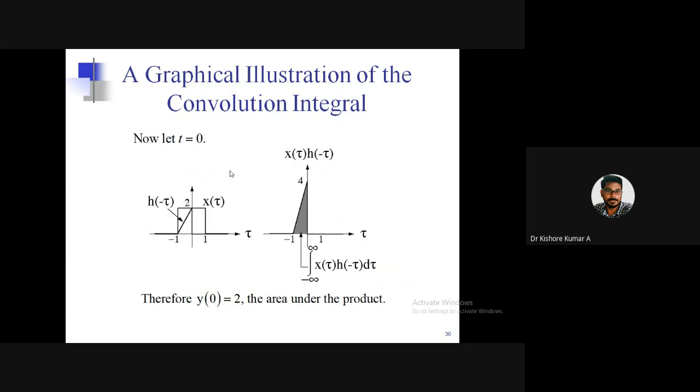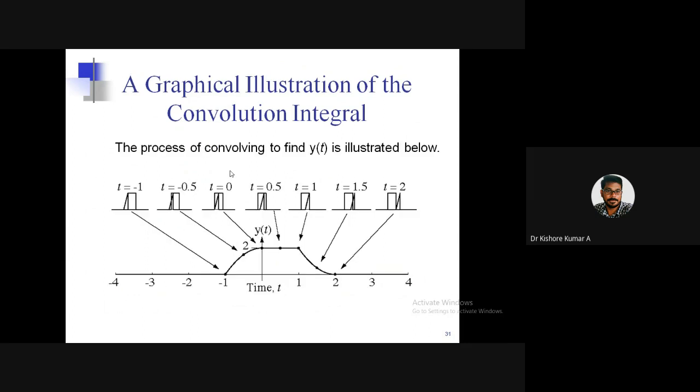And for y of 0 equal to 2, the area under the product can be mentioned like this. That is the shaded part, the x of tau h of minus tau, for the corresponding convolution integral at time t equal to 0. And these are all the various processes of convolution for the illustration of the convolution integral for finding y of t for different values of t, that is minus 1, minus 0.5, t equal to 0, plus 0.5, 1, 1.5, 2. For all these values we can get the graphical illustration of the convolution integral.